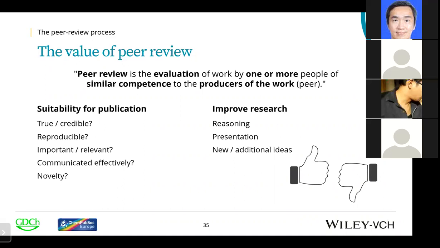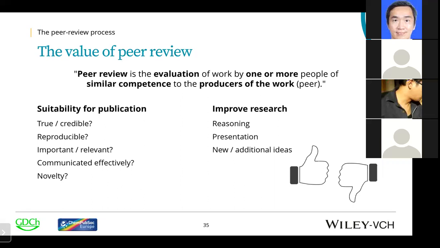Reviewers need to judge whether the work is true, credible, whether it's reproducible, whether the result is important, the conclusion is relevant, and whether the overall work is communicated effectively. And of course, the novelty of the reported results. Of course, after peer review, a manuscript may be given a chance to revise or may be rejected.